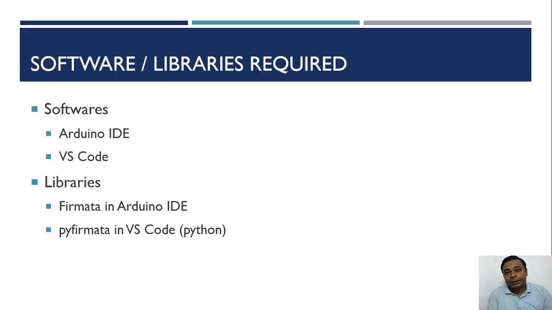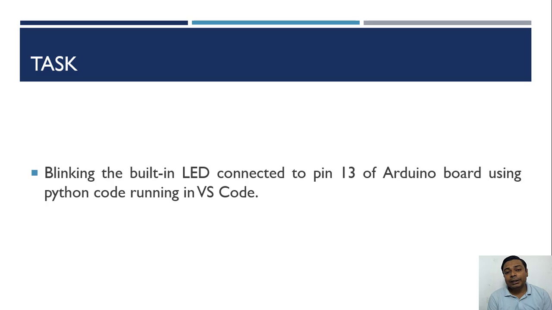The task that we are going to do in this experiment is to blink the LED that is connected to pin number 13 of the Arduino board, and we are going to blink that LED using Python code written in VS Code. So once we run that code in VS Code, the LED connected to the Arduino board will start blinking. Okay, so now we'll see the process for writing the program and interfacing Arduino with Raspberry Pi.